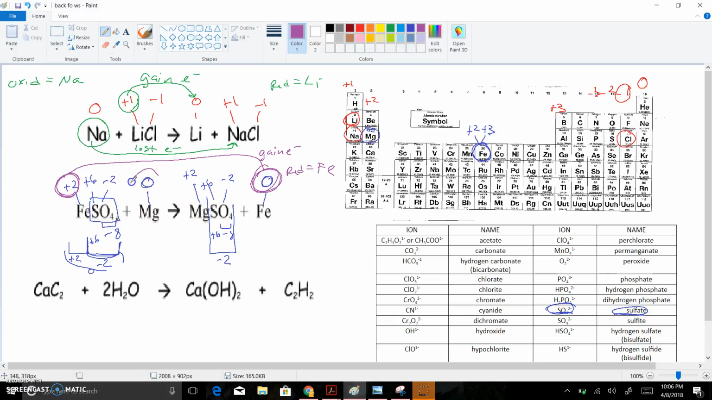Check out the other guy that changed from side to side. Sulfate's the same on both sides, so I want to look at this magnesium. He went from a 0 to a +2. The only way for that to happen, a 0 to a +2, is if you lose negative stuff. You lost electrons. Lose electrons is oxidized. Magnesium is oxidized.